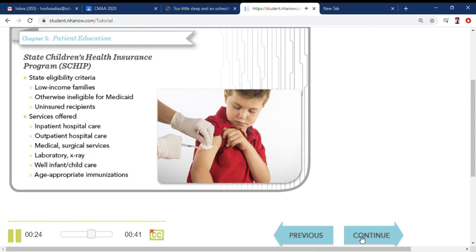States must offer the following services: inpatient hospital care, outpatient hospital care, providers' surgical and medical services, laboratory and X-ray services, and routine care for infants and children, including age-appropriate immunizations.